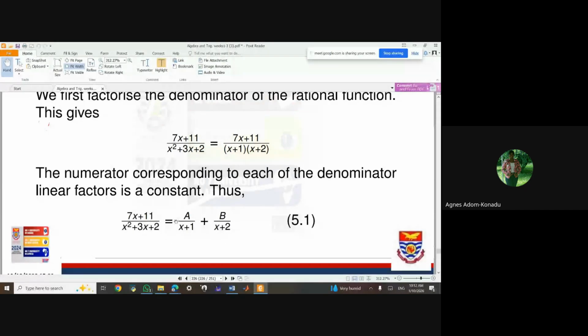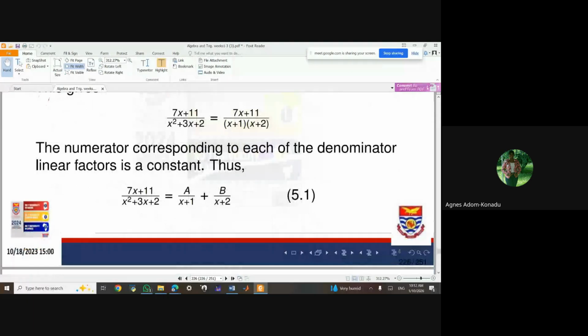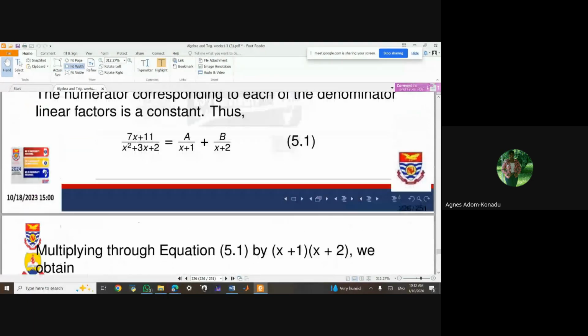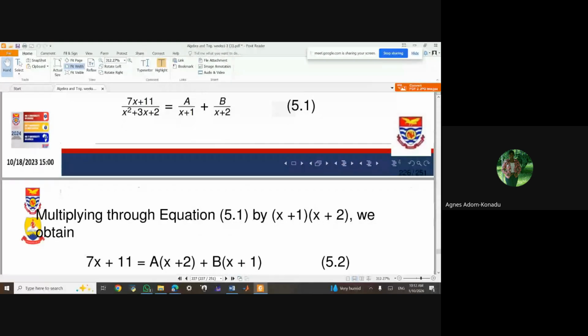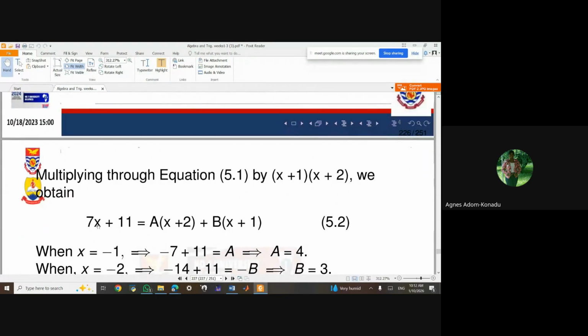Then after getting this, I have to find the value of A and then the value of B. To do that, I will multiply the left and the right by s plus 1, s plus 2. I'll multiply this by s plus 1, s plus 2, and this, and this. When I do that and simplify, I'm going to get 7s plus 11 is equal to A into s plus 2 plus B into s plus 1.